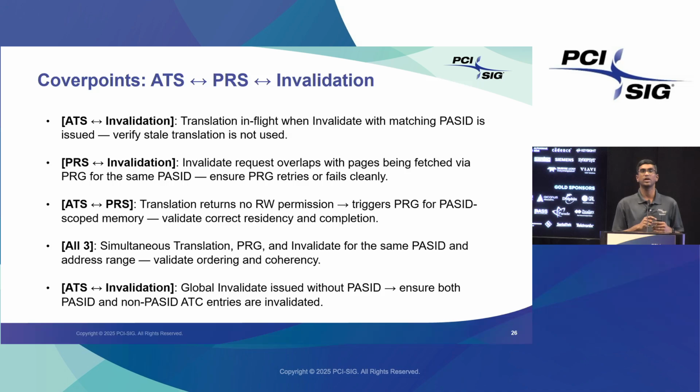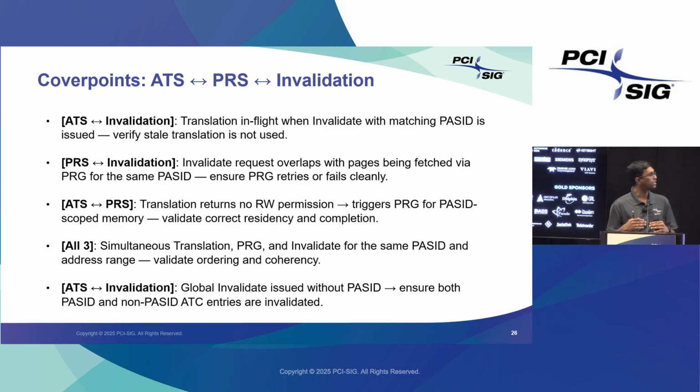I think one of the complex scenarios I can tell: invalidation sent when page response is also sent. Page response and invalidation sent at the same time means the device received the page response and again it is doing a translation request for the same address. During that time, the invalidation already exists.